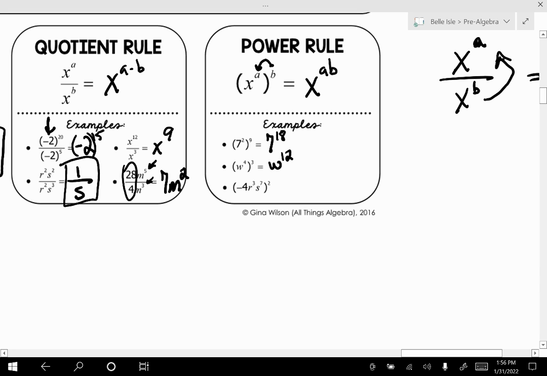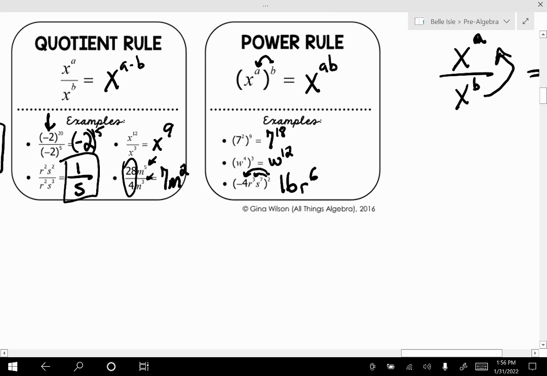Okay, this last one is the example of what I was talking about as far as distributing. It's got to go to each one. You're going to take this 2, and you're going to square the negative 4 first. So it's going to be 16. You're going to take the 2 to the r to the 3rd. So it's going to be r to the what? 6th. And then you're going to take the 2 to the s to the 7th. It's going to be s to the 14th. Any questions over that?